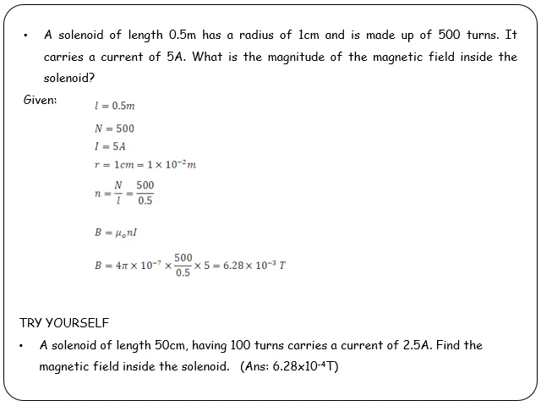A solenoid of length 50 centimeter having 100 turns carries a current of 2.5 ampere. You have to find out the magnetic field. So use the same formula. First find out small n. Convert all the centimeters to meters and then solve and check whether you are getting the same answer as put in the bracket. Next question.